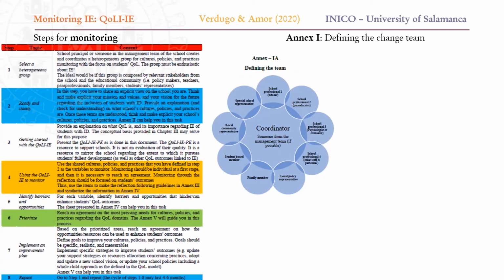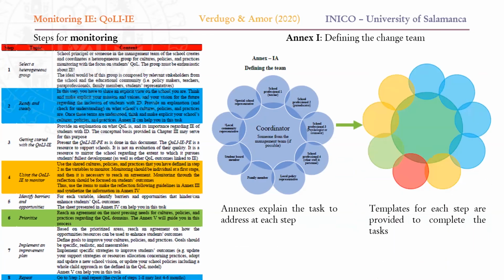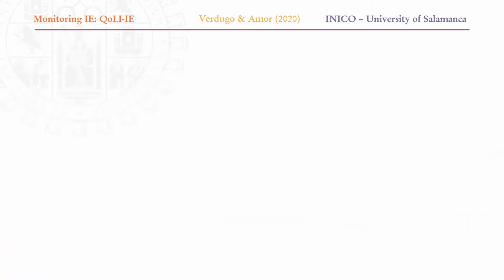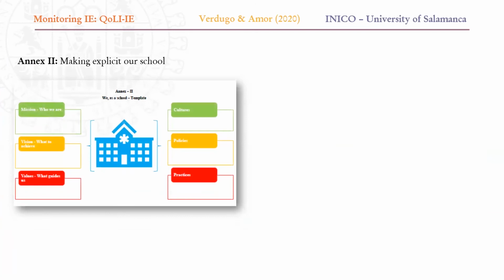This is a change or planning team like the one that we defined when we were talking about the index for inclusion. In the tool that we have developed, we always provide an Annex 1 already filled with explanation on how to accomplish each task, and then we provide a template for the schools to create their own groups. In a second moment, as a group, it is necessary to discuss and make explicit the school's own culture, policies, and practices, as well as the school's mission, vision, and values, to have explicit the identity that the school has.